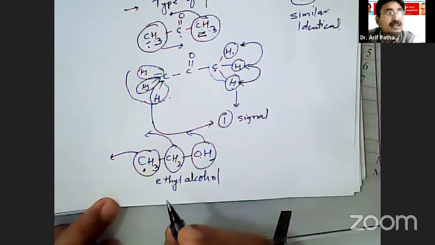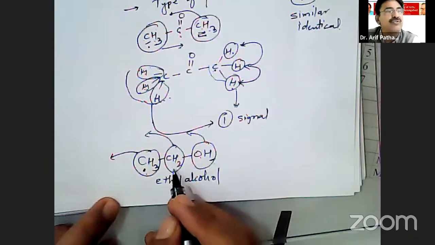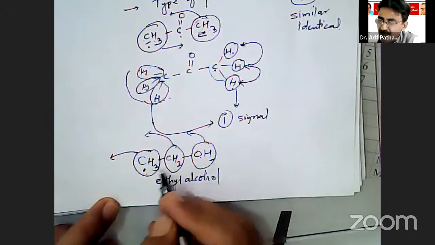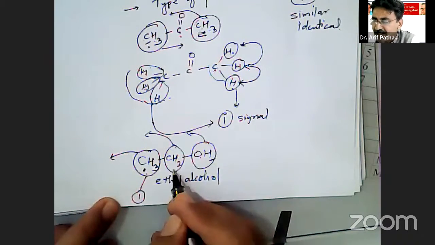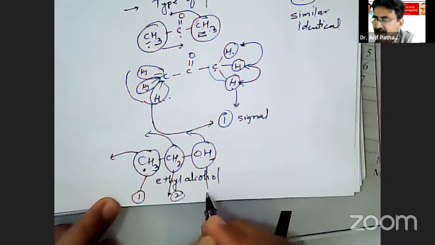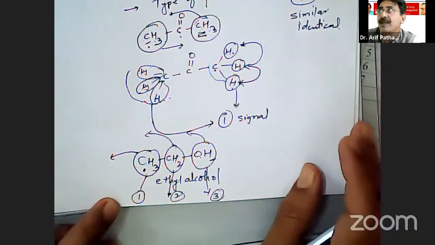So you will get here 3 signals because CH3 is not equal to CH2, CH2 is not equal to OH. Therefore, you will get 1 signal, first signal, here second signal, and here third signal. So you will get here 3 signals.